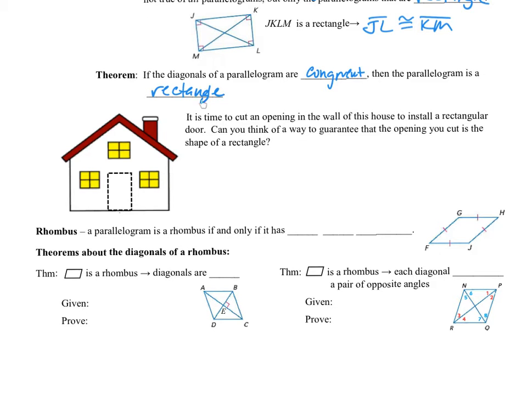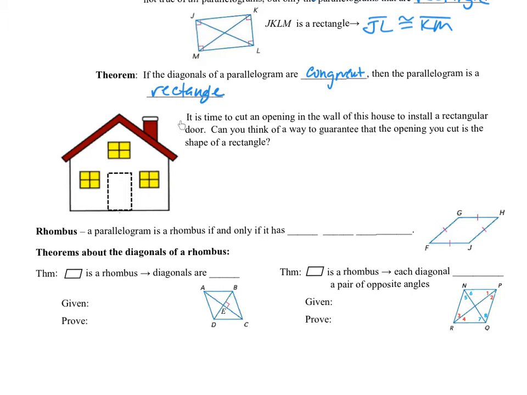Suppose that you're building a house and it's time to cut an opening in the wall of this house to install a rectangular door. Can you think of a way to guarantee that the opening you cut is in the shape of a rectangle? If you've ever been around anybody who builds things, they'll tell you that the rule that they follow is to measure twice and cut once.